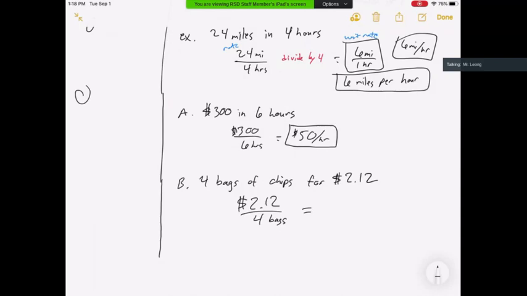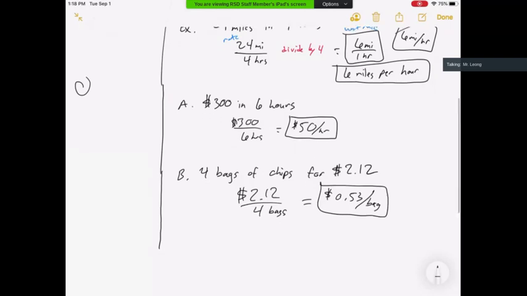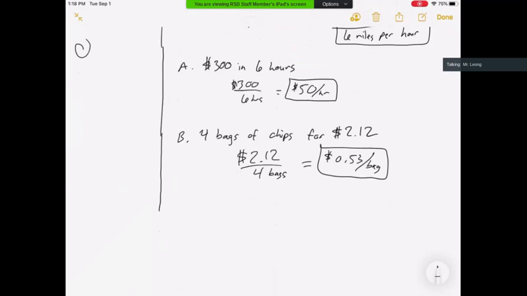All right, and you should have gotten 53 cents per bag of chips. Okay? Right? That should make sense. That makes more sense. Oh, well, yeah, I'm buying 4 bags, only each one costs about 50 cents. That makes more sense. Okay? So it's okay if you get them wrong. You just have to understand that, hey, I need to use common sense to see if it does make sense. Okay, so let's move on.